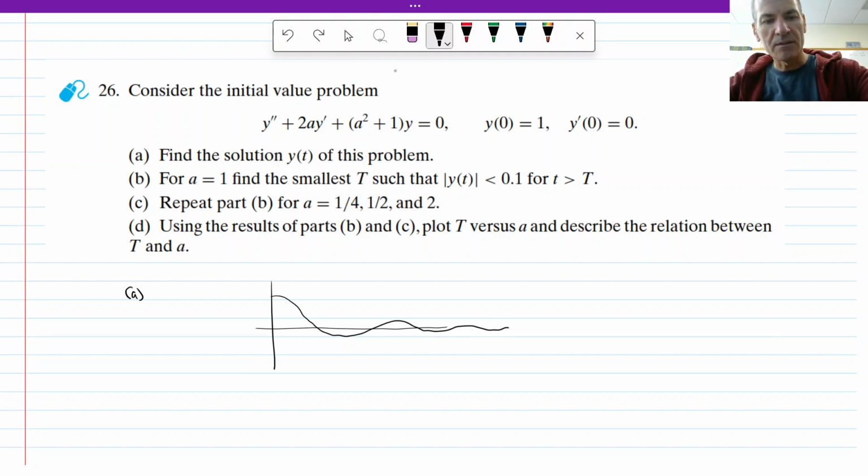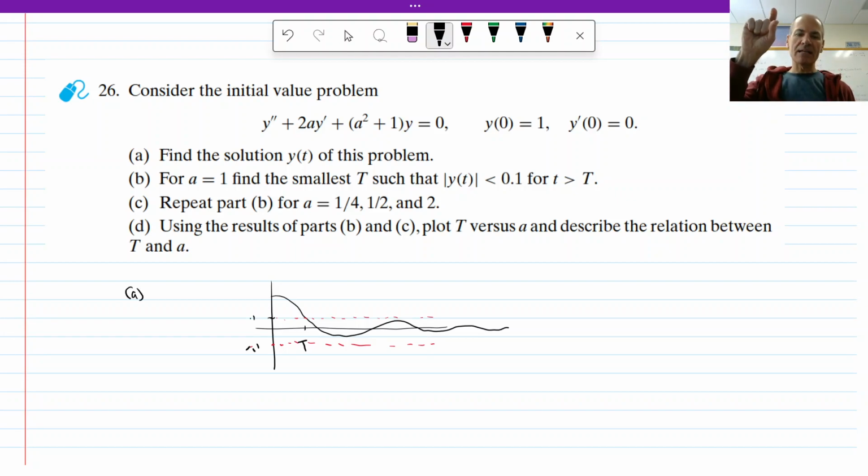So what you're trying to do, and let's just pretend that this is 0.1 here, and I'll just sketch a horizontal line, and maybe this is negative 0.1. Oops, switch back to black here. And I'll sketch in those two. What this question is really asking is, how long does it take for the oscillations to have amplitude less than 1/10? What's the capital T where this solution enters that range and stays there forever after?